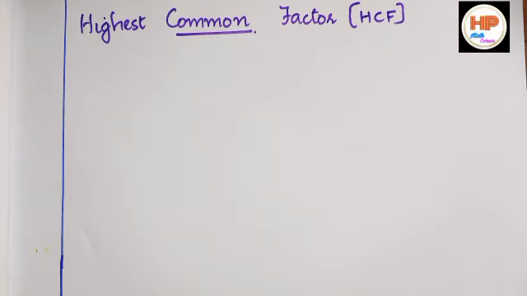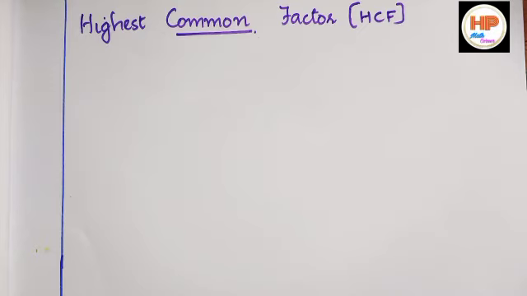Next topic, highest common factor, that is HCF. In the case of LCM, the smallest number is that number itself, right? Yes, multiples of 4, then it starts with 4. Multiples of 8, it starts with 8. So, when we consider multiples, the smallest number will be that number itself. Here, highest common factor. Here we have to consider factors.